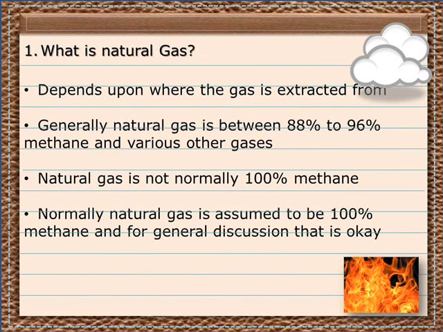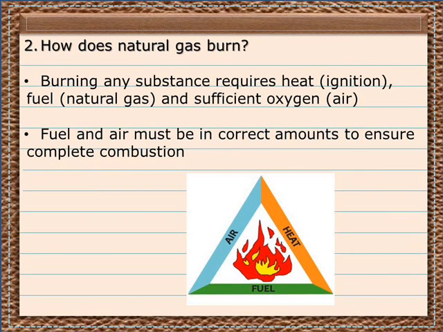What is natural gas? Natural gas is part of the hydrocarbon group of gases, and the content of methane within that natural gas really depends on where it's extracted from. The methane content could be up to 88 to 96%, and the rest of the gases could be nitrogen, sulfur and other types of gases. Natural gas is not normally 100% methane, but for our demonstration here I'm going to consider it 100% methane for this explanation.